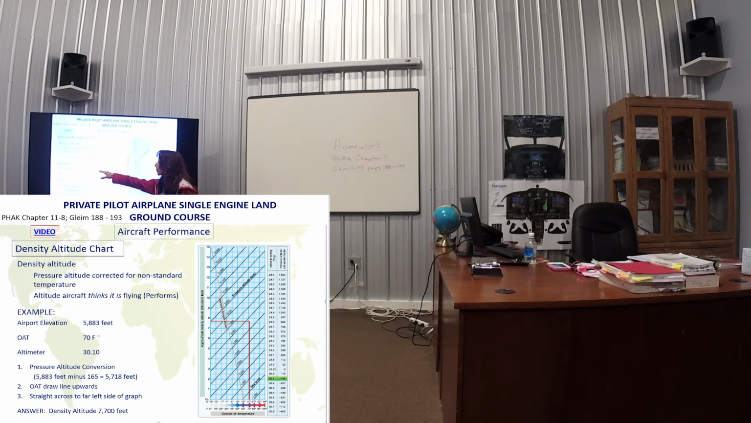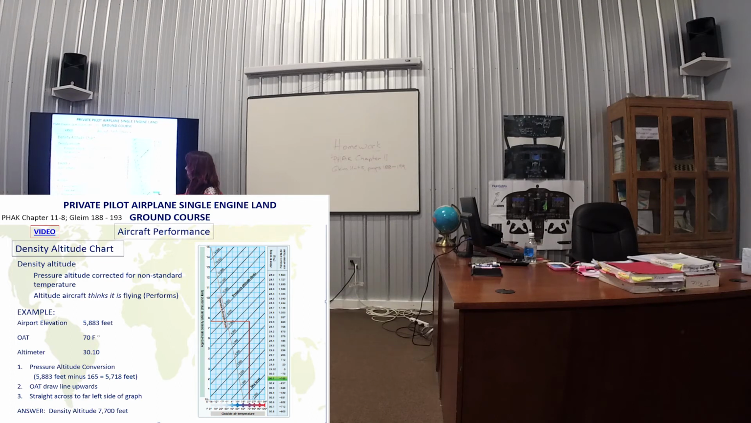let's read the example first. Airport elevation, we're taking off at 5,883 feet. We have an outside temperature of 70 Fahrenheit. Altimeter's 30.10. First thing you have to do is come over to the conversion table, except for one question. It's probably the one I'll pick tomorrow. You'll find 30.10. Your questions could very likely be in between. You're going to have to interpolate.